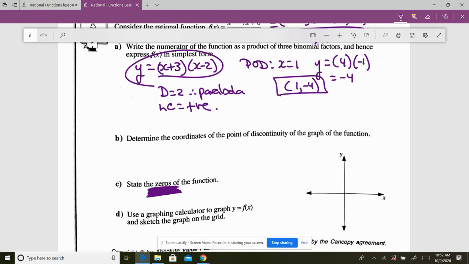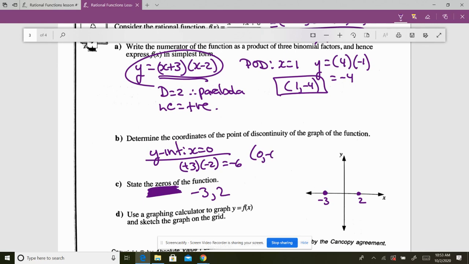What's a 0? What's another word for it? X-intercepts. What are they for this parabola? -3 and +2. So you mark -3, you mark +2. Let's do the y-intercept. That is when x is equal to 0. What's my y-intercept? -6, because if I put 0 in there, I get 3 times -2. So my y-intercept is (0, -6). I'm going to mark that.